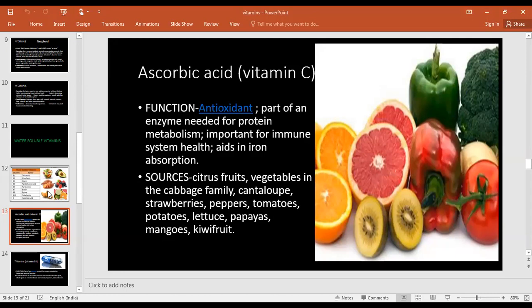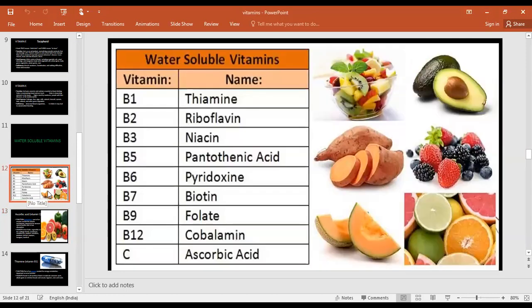Before moving to the next slide, I will show you the different names of the vitamin B complex. B1 stands for thiamine, B2 riboflavin, B3 niacin, B5 pantothenic acid, B6 pyridoxine, B7 biotin, B9 folate, B12 cobalamin, also known as cyanocobalamin. Out of these, you need to study about thiamine, riboflavin, niacin, folic acid, and cobalamin. In your syllabus, B5, B6, B7 are not there, all right?